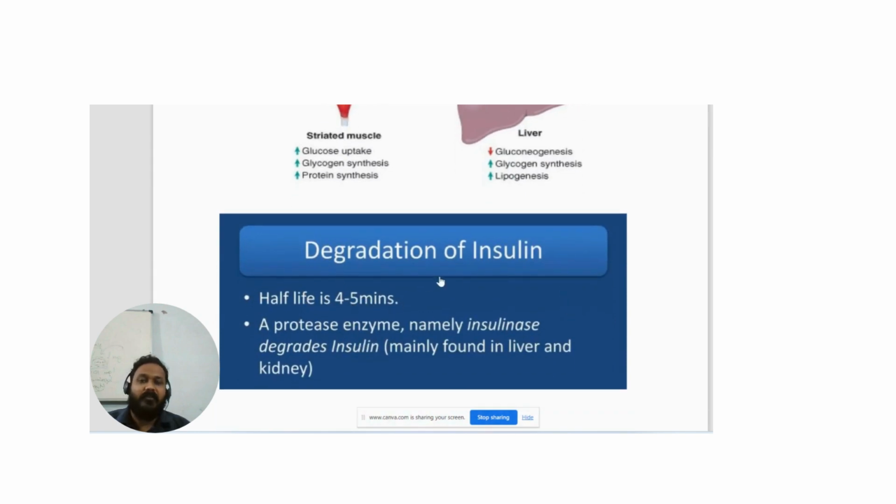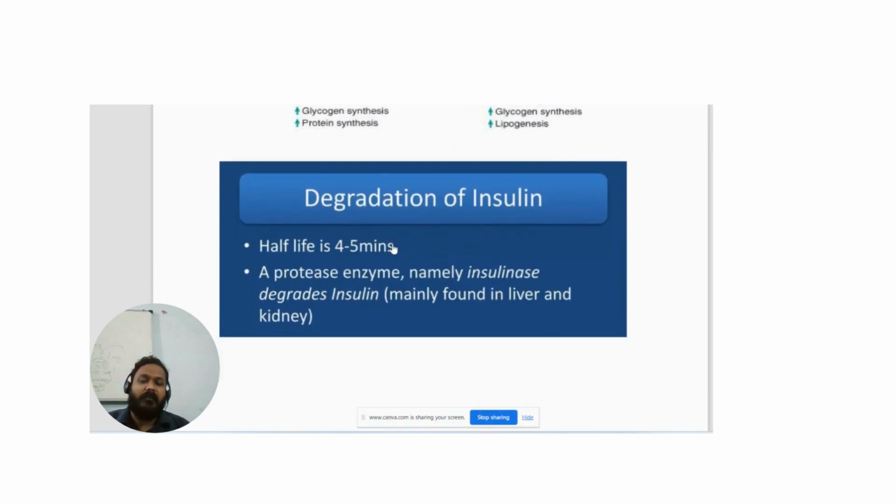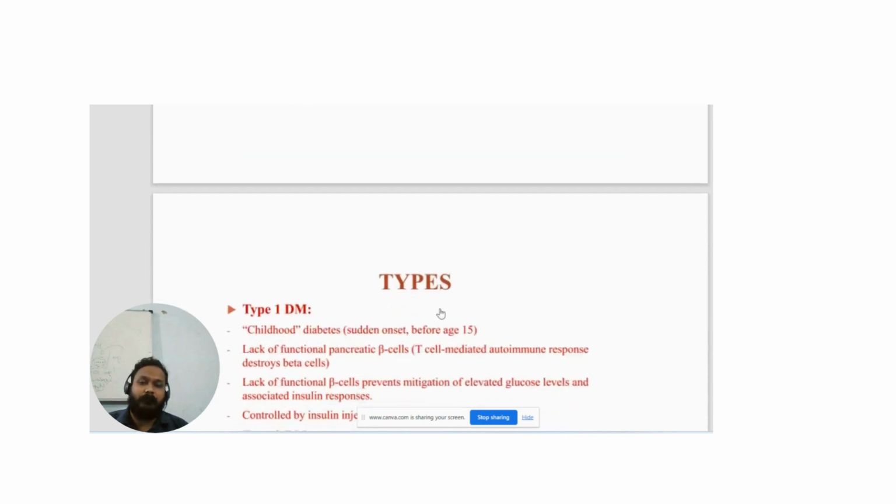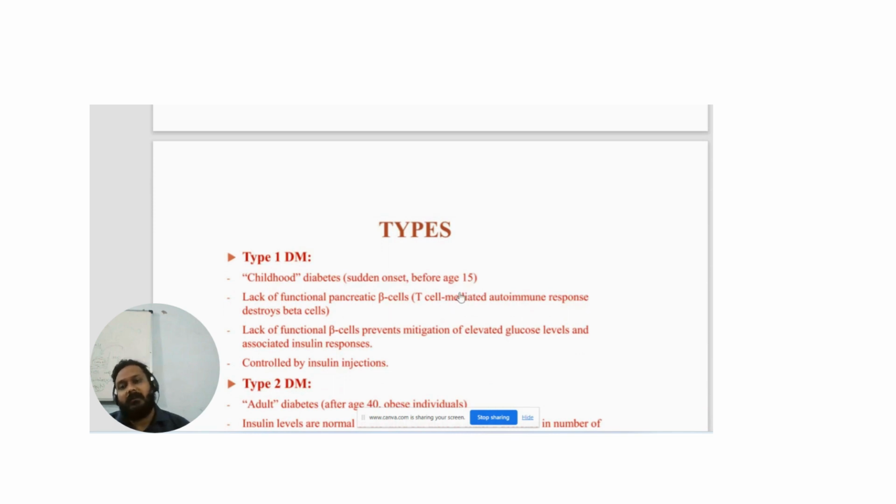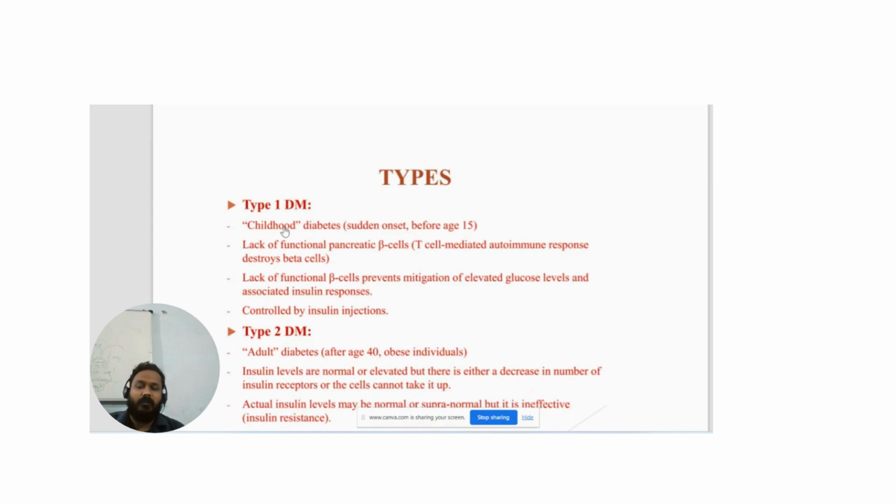Now degradation of insulin: its half-life is just 5 minutes, and the protease enzyme, namely insulinase, degrades the insulin, mainly found in the liver and kidney. Now we see what is diabetes. Diabetes is a condition of elevated blood glucose level. It appears in the urination. Now it has two types.